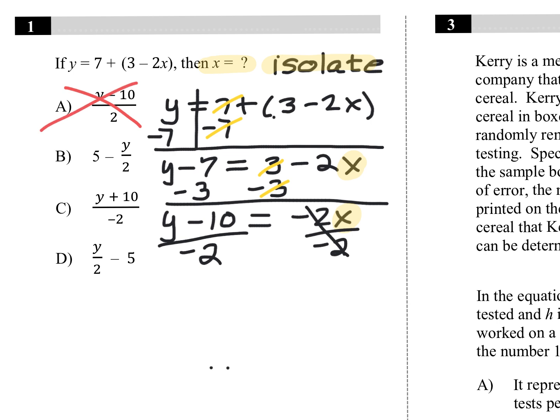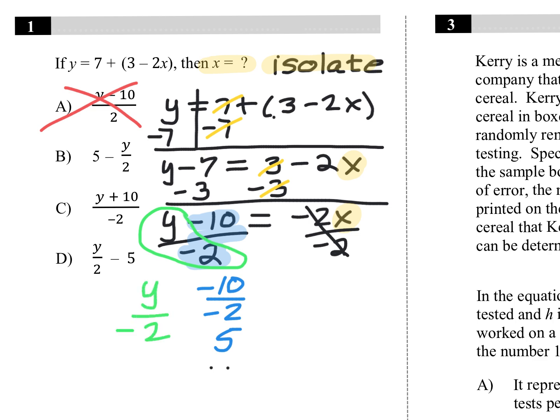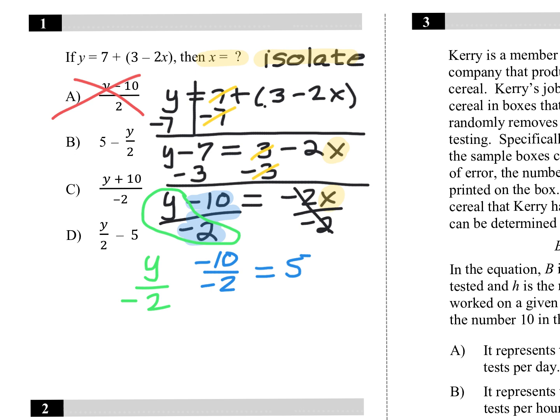So what they did in the multiple choice is they did negative 10 divided by negative 2. Negative 10 divided by negative 2 is a positive 5. And then they just brought down the y divided by negative 2. So if I'm looking at my multiple choice, I have a positive 5, and there is one negative with that y over 2. So that corresponds with answer B, because there's my positive 5, and there's the one negative that is in front of the y over 2.